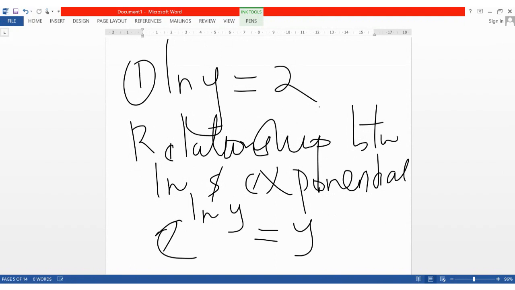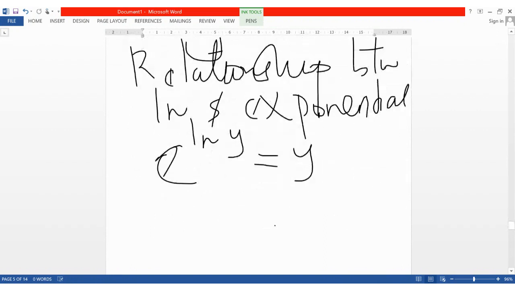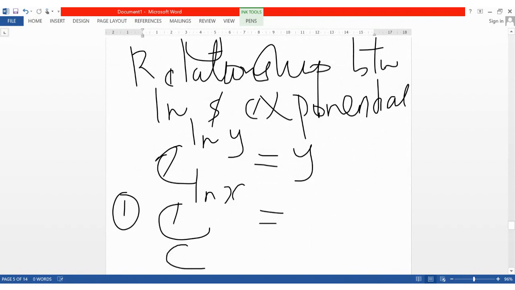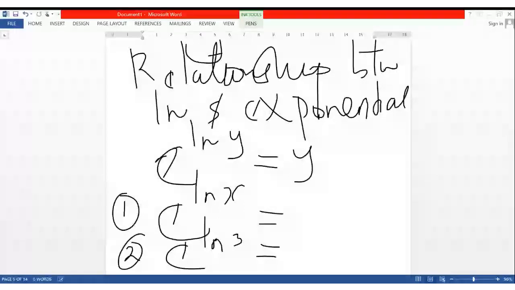Can someone give me this one? This is the relationship. Number one, exponential ln x. What will be the answer? Exponential ln 3, what will be the answer? That is the relationship ln and the exponential share. So exponential ln y, you get y. The exponential removes the ln and you remain with the function.